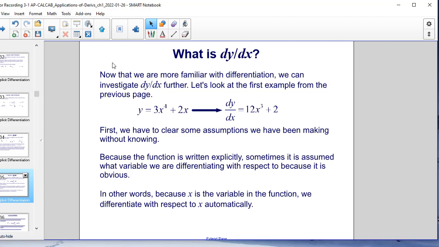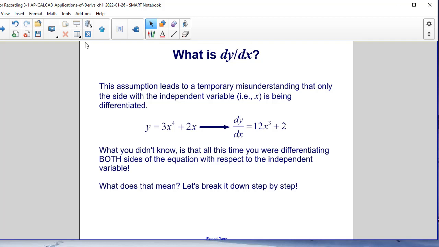Because the function is written explicitly, sometimes it is assumed what variable we are differentiating with respect to because it's obvious. In other words, because x is the independent variable in the function, we differentiate with respect to x automatically. This assumption leads to a temporary misunderstanding that only the side with the independent variable, in this case x, is being differentiated. What perhaps you didn't know is that all this time you were differentiating both sides of the equation with respect to the independent variable. You might ask, what does this mean?